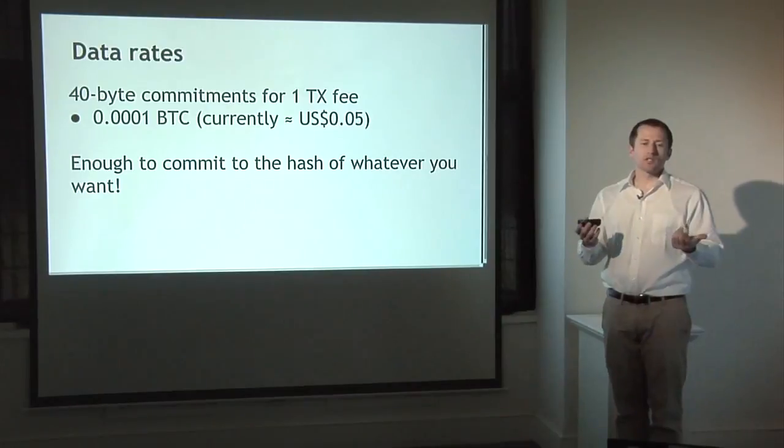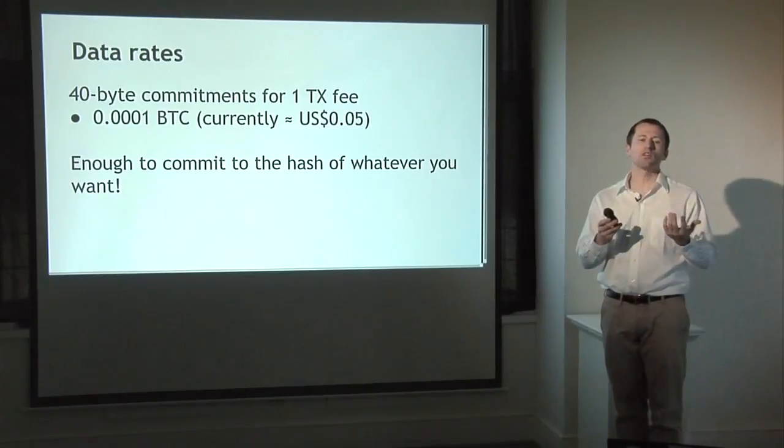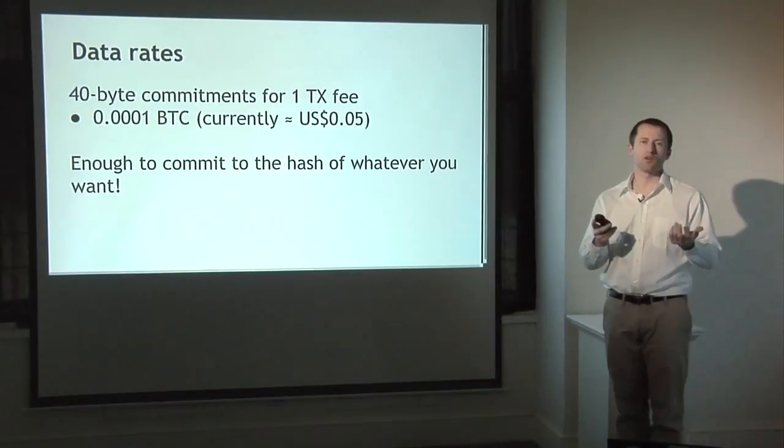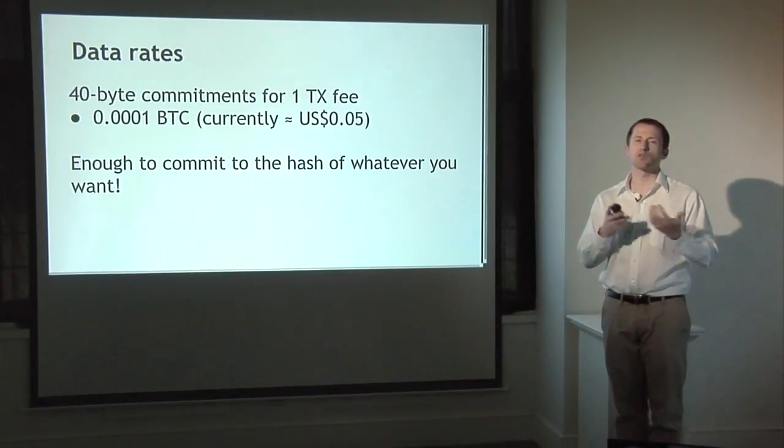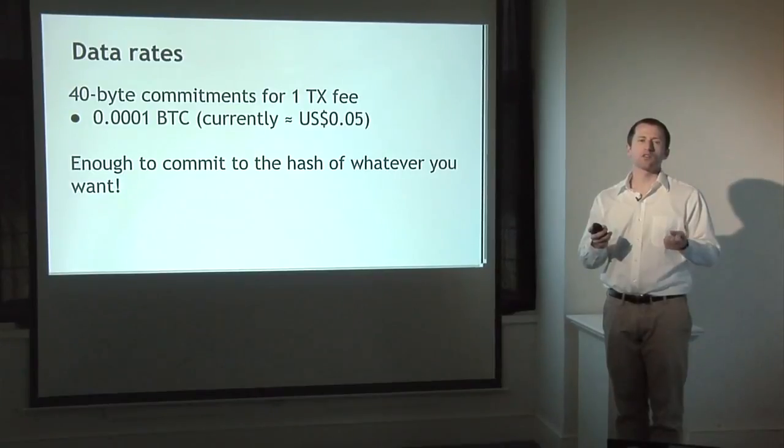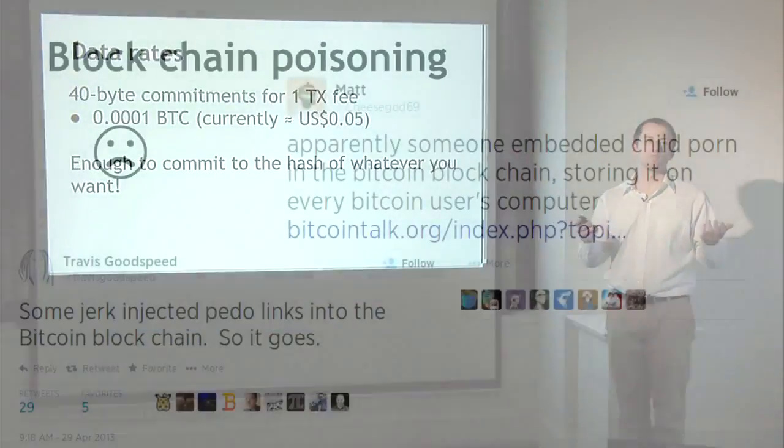So what's the data rate of a scheme like this? Well, mostly you can get a 40-byte commitment for the cost of one transaction fee, which is currently about 1/10,000th of a Bitcoin, or about 5 cents US. And that's enough to commit to the hash of whatever data you want. So essentially, for about 5 cents, you can commit to an arbitrary amount of data.